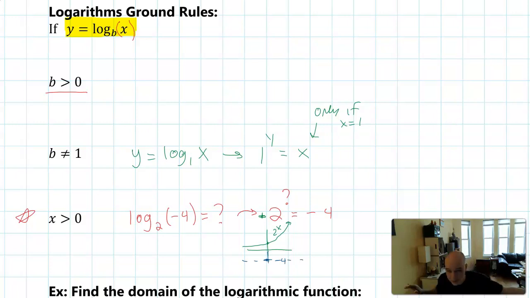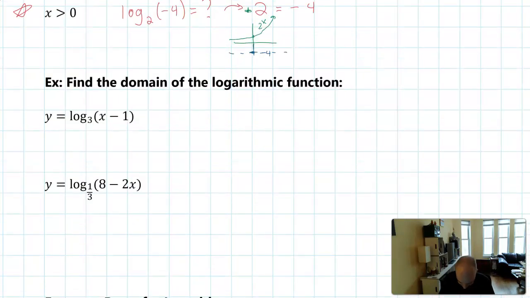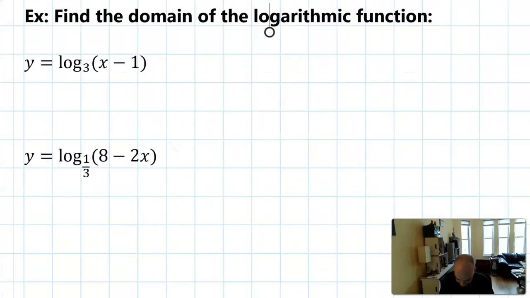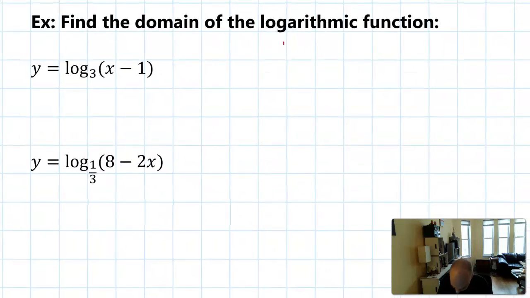So it's totally illogical to have a negative input to a log. When you translate it to an exponential equation, it can never make sense. It can never have a solution. So we say that the domain of the logarithm function is x greater than 0. Here, let's write that out and actually do a couple examples.